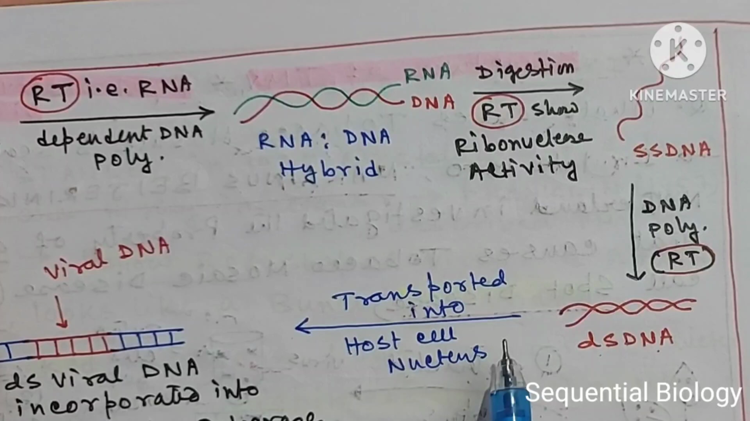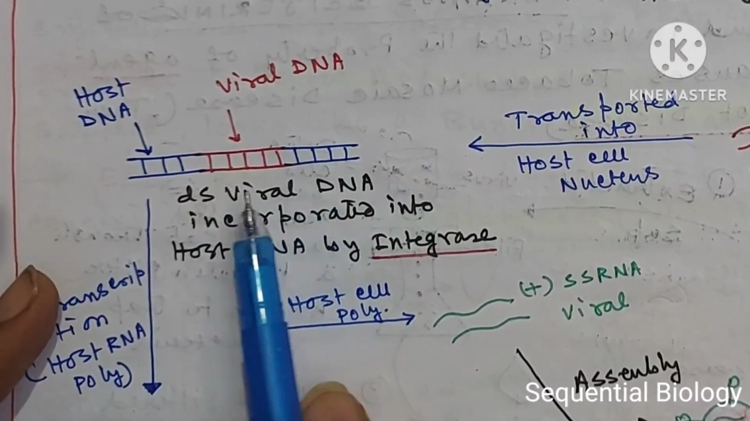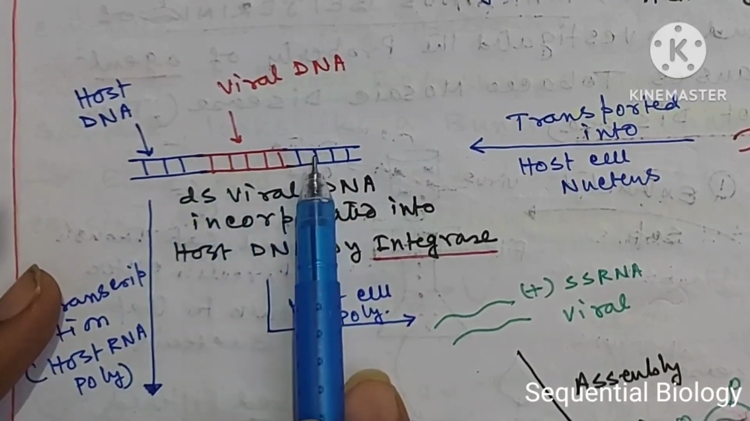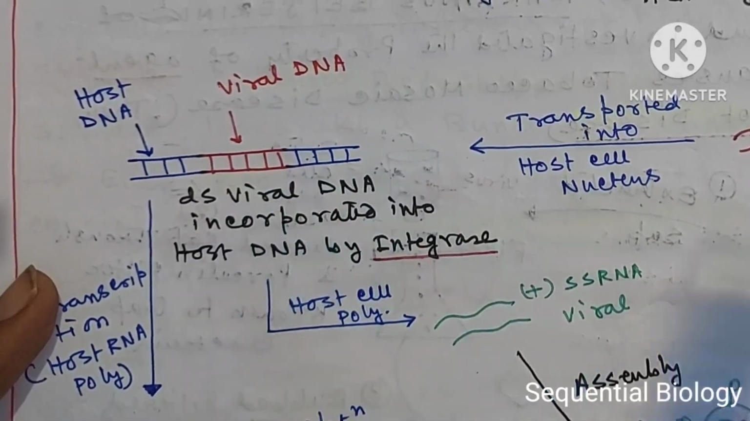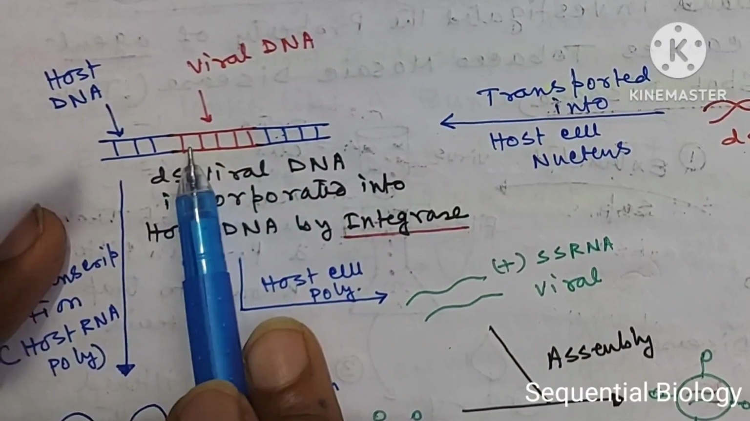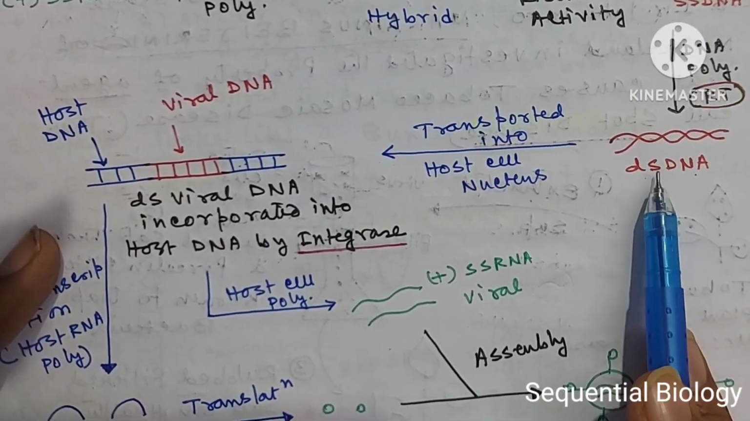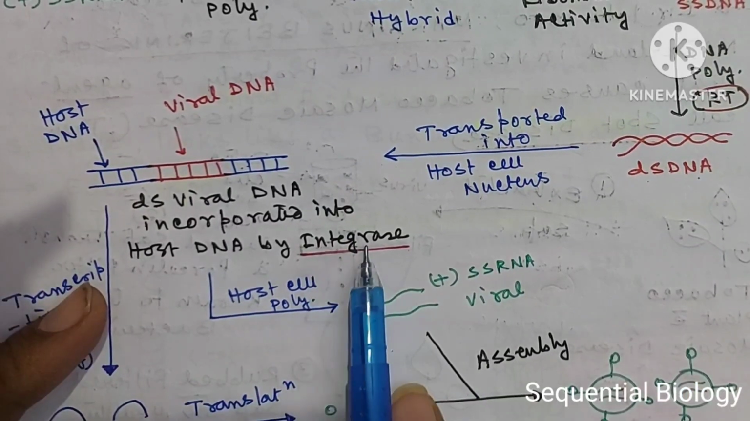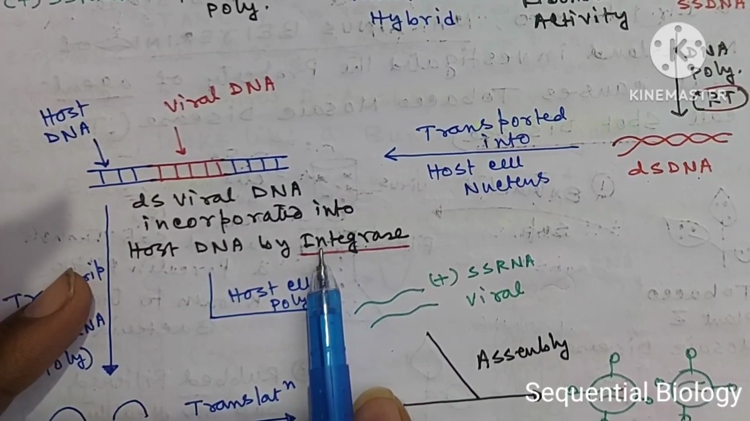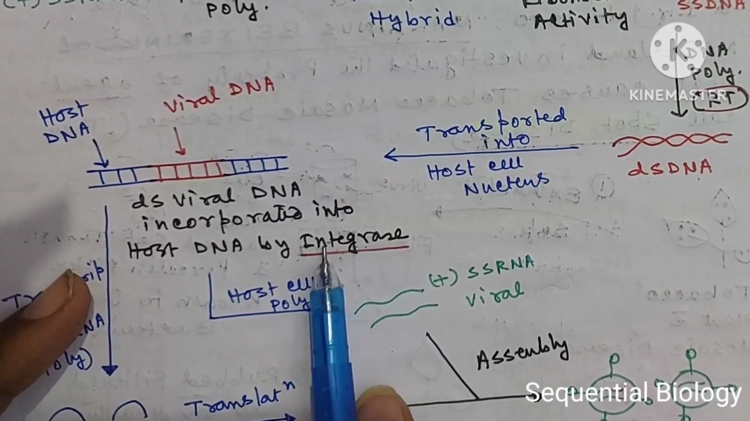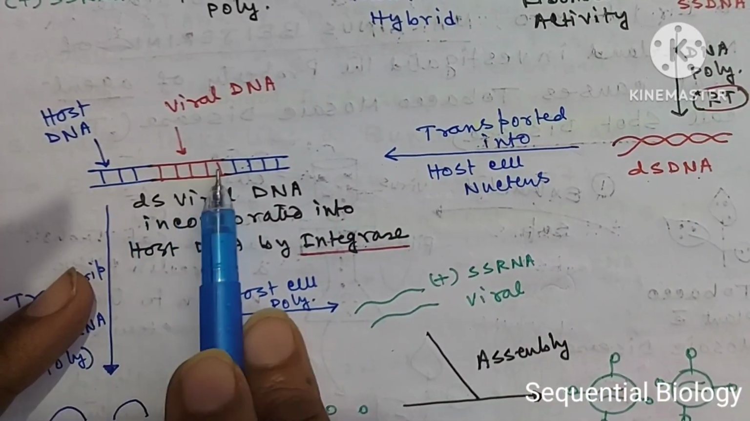Now this double-stranded DNA, synthesized from the single-stranded RNA, is transported into the host cell nucleus, and inside the nucleus it is incorporated into the host cell DNA. This is the host cell DNA, and inside it the viral double-stranded DNA is incorporated. The integrase enzyme is present in every kind of retrovirus, and its function is to incorporate this double-stranded DNA into the host cell DNA.